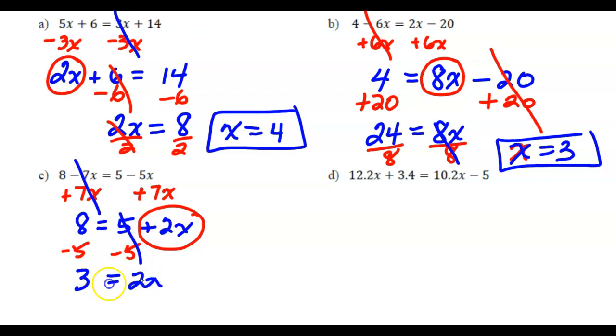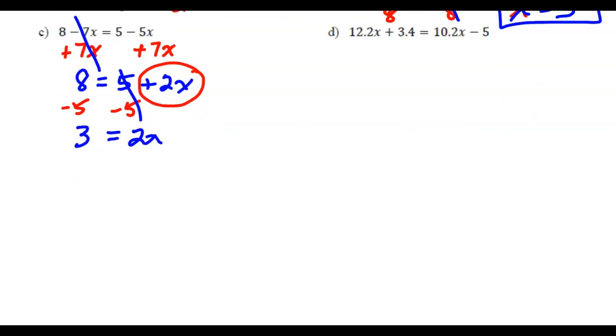Well, 2 doesn't go into 3 evenly. No decimals, so we'll use fractions. So we'll just divide by 2. So x equals 3 over 2. Remember how I said in high school math, we don't even convert that to a mixed number anymore, very rarely. So x equals 3 over 2. Don't bother showing it as 1.5. Okay, we leave it as an improper fraction. It's already in lowest terms, so you're good on that one.